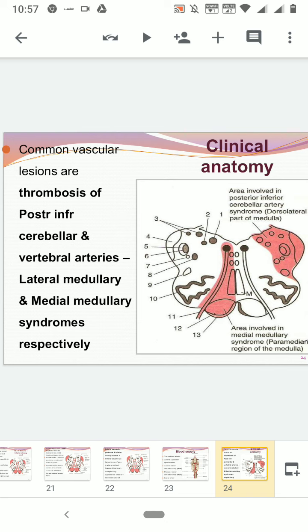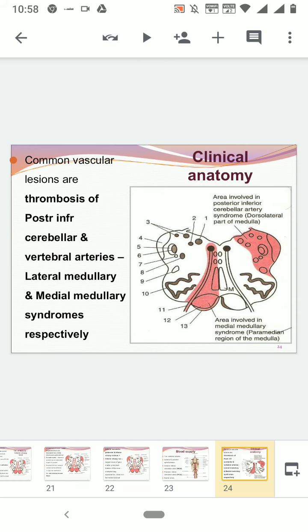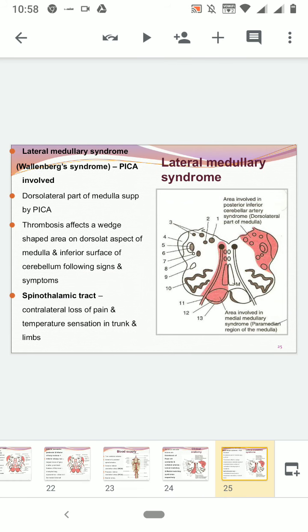Now when that gets occluded, there are some syndromes which are caused, and when the medial part is affected, there is a separate syndrome which is called the medial medullary syndrome. So you have two main syndromes, the lateral medullary and the medial medullary syndromes. Now coming to the lateral medullary syndrome, this is very interesting.